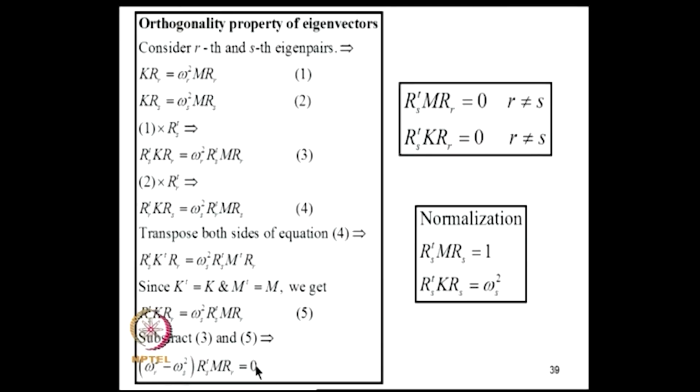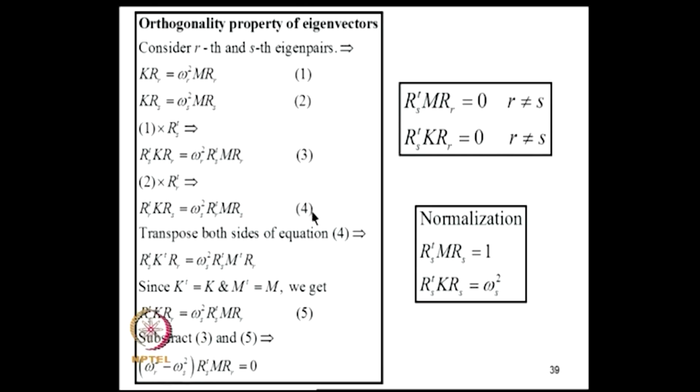Now, the interesting property of these eigenvectors is that they satisfy what is known as the orthogonality property. So, what does that mean? Suppose you consider two eigenpairs, the rth and the sth eigenpairs. The equations are K r_r equal to omega r square M r_r, and K r_s is omega s square M r_s. Let us label these equations as 1 and 2. Now, I will pre-multiply the first equation by r_s transpose, so I get this equation, and pre-multiply the second equation by r_r transpose, I get this. Label them as 3 and 4.